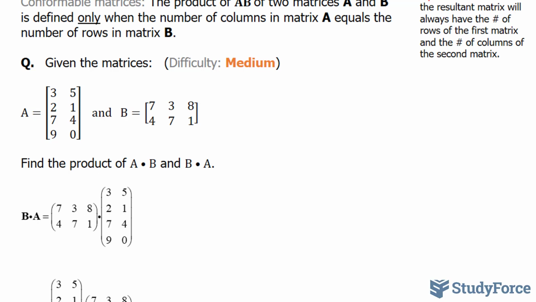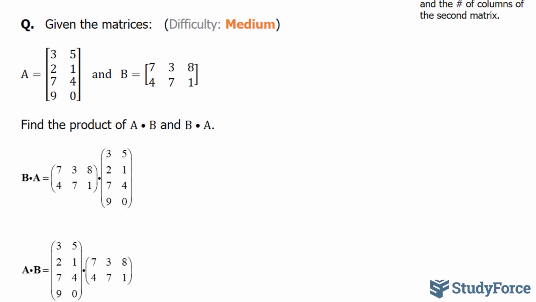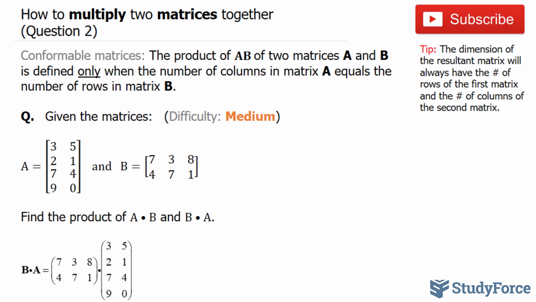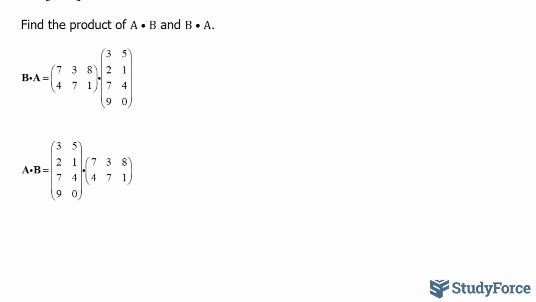Let's try A and B. This time, the number of columns here is 2, and the number of rows is 2. Therefore, these two can be multiplied. But our resultant matrix will have what dimensions? To find out what dimensions, you need to follow this tip. The dimensions of your final matrix will always have the number of rows of the first matrix and the number of columns of the second. So our matrix will be 4 by 3.